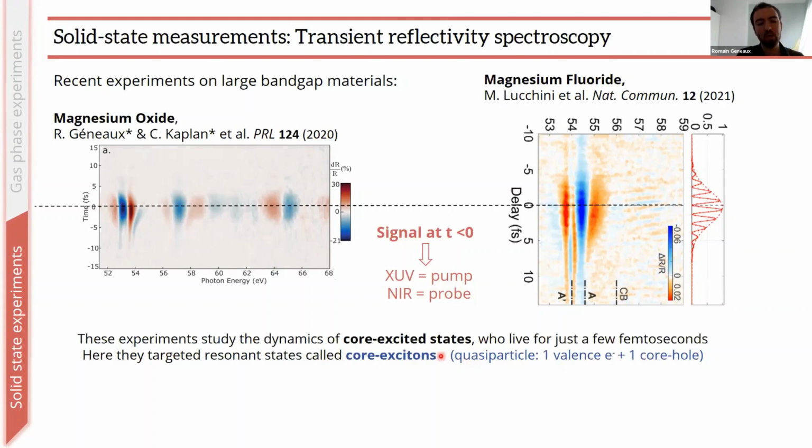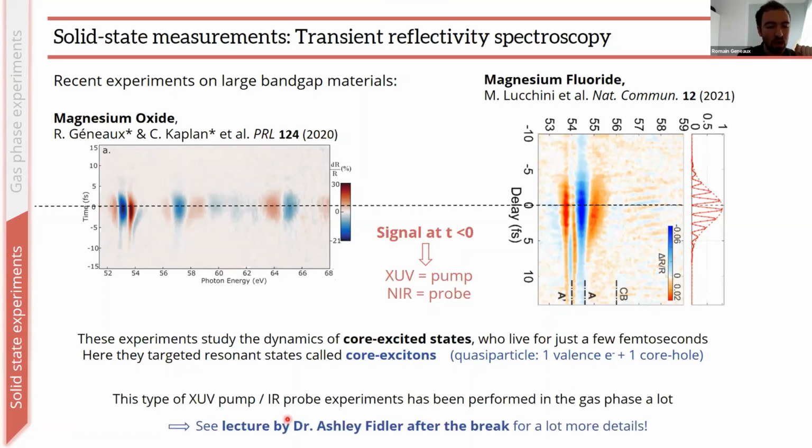I don't have too much time to talk about these things, but the 2 experiments targeted the 2 things, whereas this one focused more on, you see small oscillations here that they were able to resolve that we were not able to resolve in our first experiment. And in general, these core excited state dynamics with CEA have been studied a lot in the gas phase. And I suggest you go see the lecture by Ashley Friedler after the break, and she's going to talk to you a lot more about these core excited states.